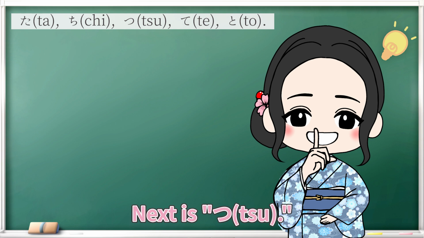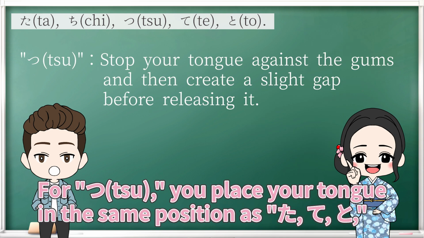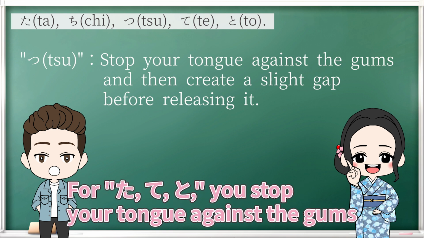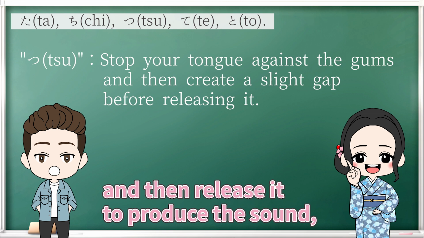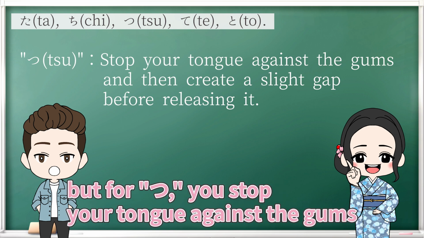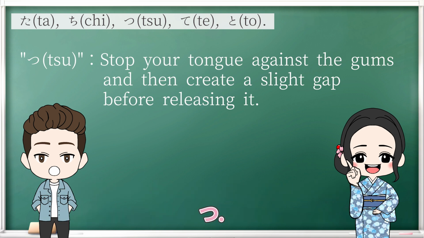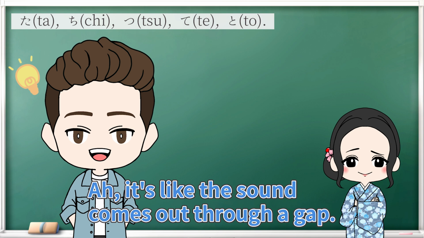Next is tsu. For tsu, you place your tongue in the same position as ta, te, to. But the way to produce the sound is a bit different. For ta, te, to, you stop your tongue against the gums and then release it to produce the sound. But for tsu, you stop your tongue against the gums and then create a slight gap before releasing it to produce the sound. Tsu, tsu. Do you understand? It's like the sound comes out through a gap.